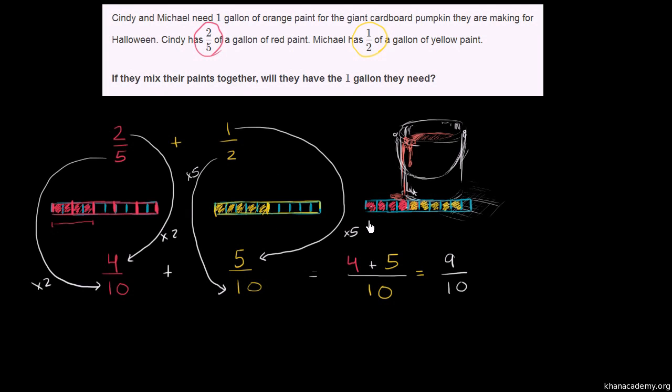So now to answer their question, will they have the gallon they need? No, they have less than a whole. A gallon would be 10 tenths. They only have 9 tenths. So no, they do not have enough of a gallon.